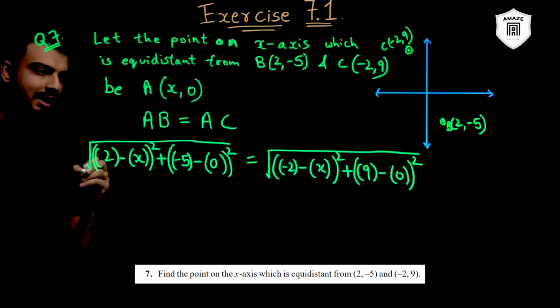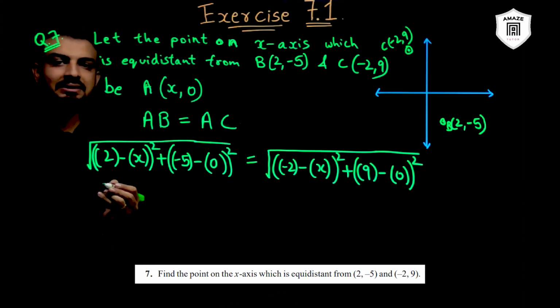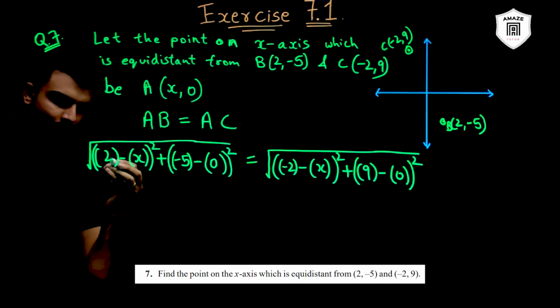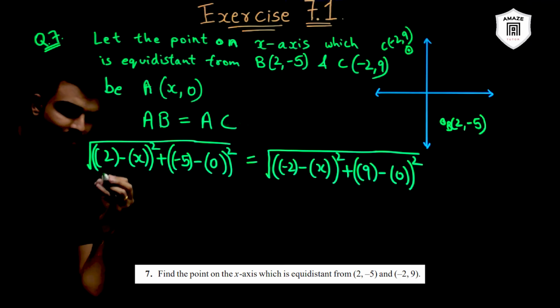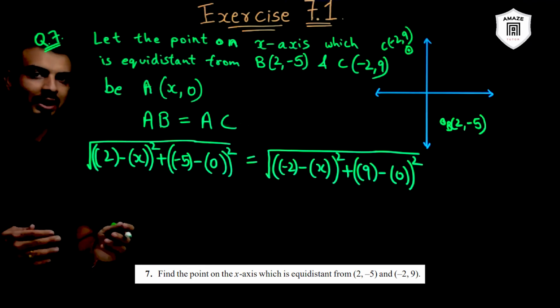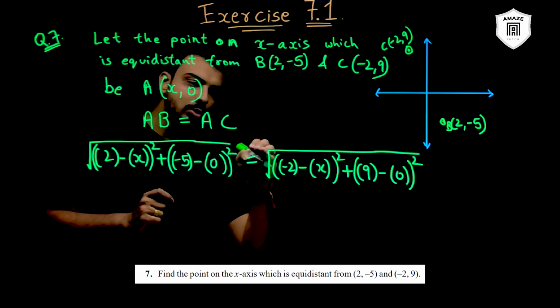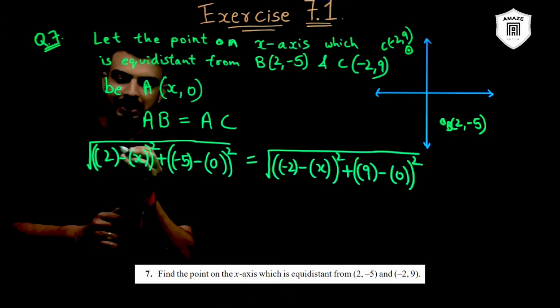So now let us try to solve this equation to get the value of x, right? So this is root here also and root here also. So what we can do is, if there is a square root of the entire LHS equal to the square root of the entire RHS, then we can cancel the square roots.